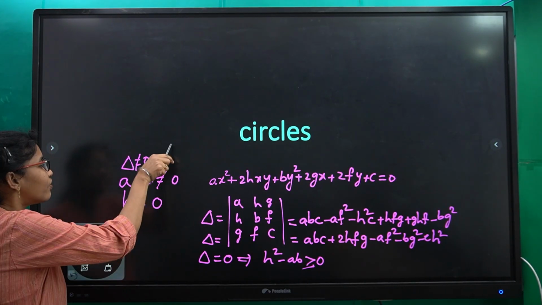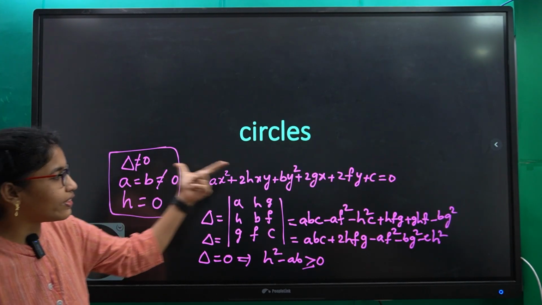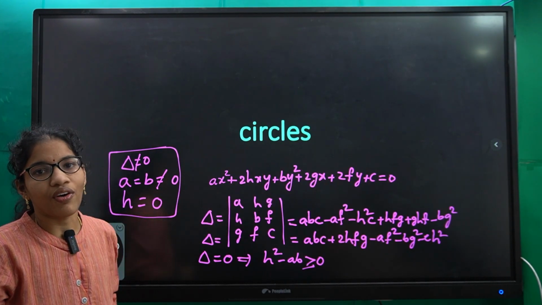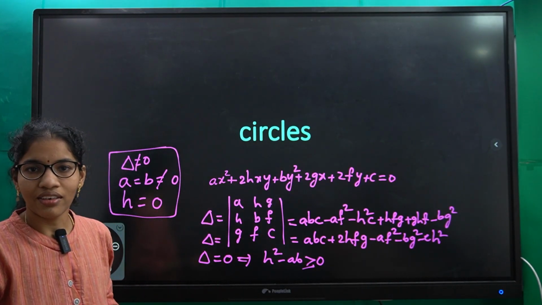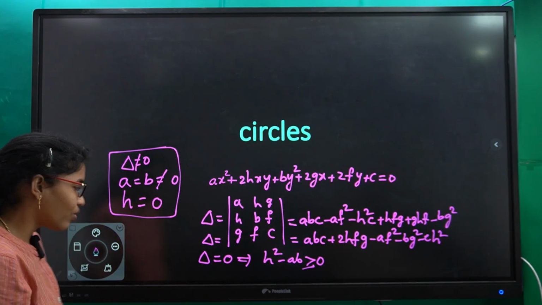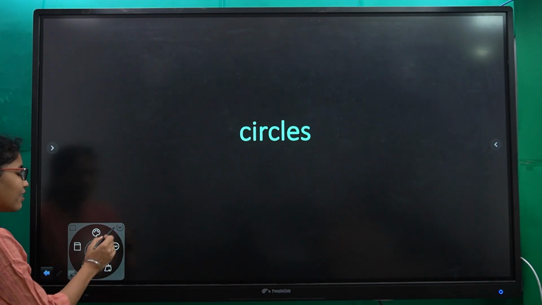This is the condition for this circle. So whenever this satisfies this equation, then you can call it the equation of this circle. Clear? Okay, we will see later how the condition is satisfied. First we will see what is meant by a circle.